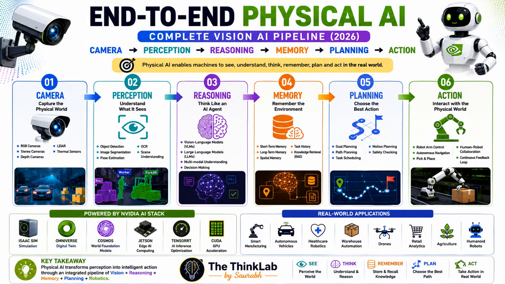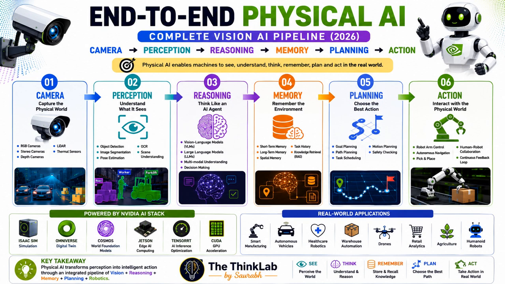But understanding is not enough. Now the AI must think. So now we are moving to step three, that is reasoning. Reasoning is the brain of the system. This is where the large language model and the vision language model become very important. These models combine visual understanding and logical thinking.